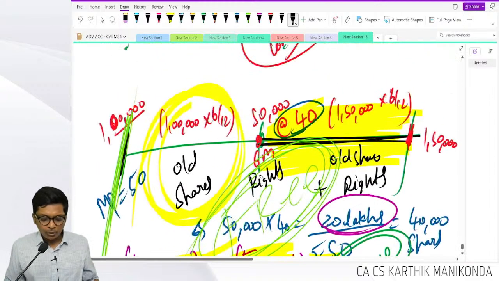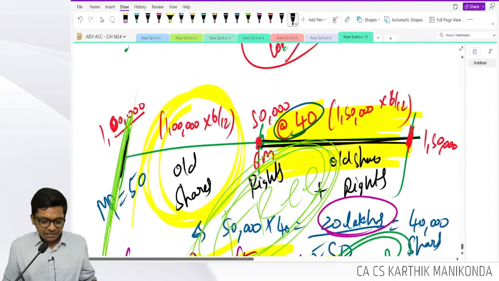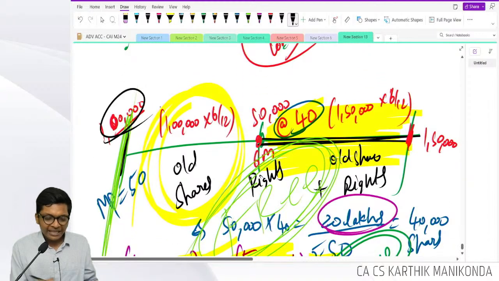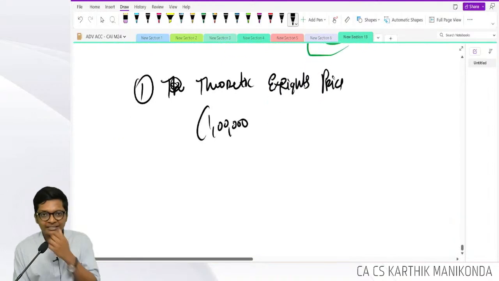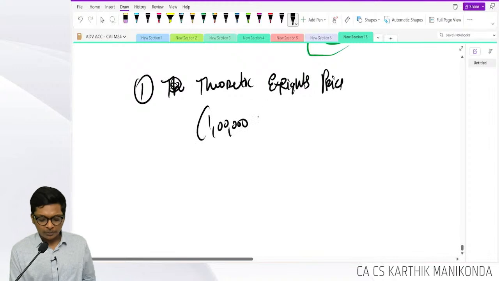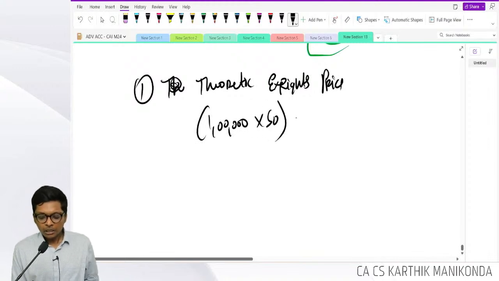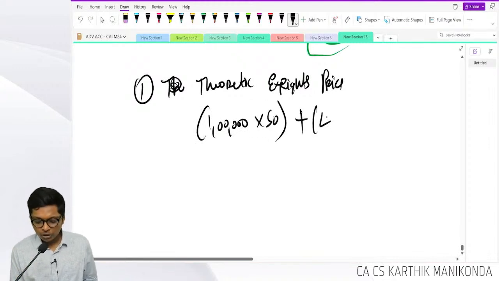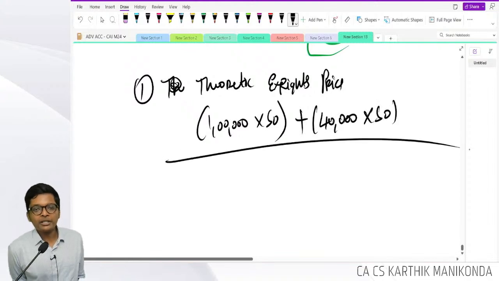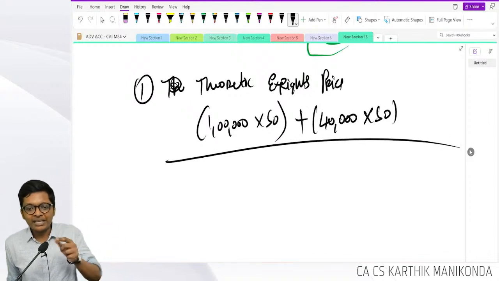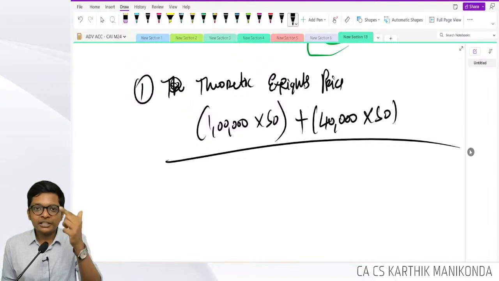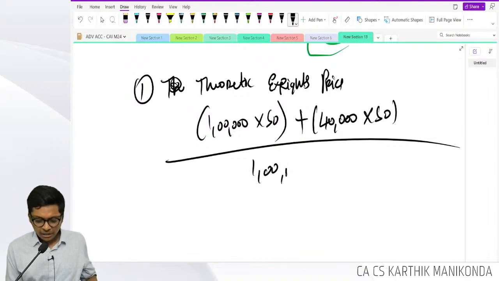So if you go to the above question, how many shares were there before rights issue? 1 lakh shares. So before rights issue, we had 1 lakh shares in the above illustration I gave. Each share is priced at how much? 50. Rights issue, how many new shares are issued? 40,000. At what price? 50. So now my total portfolio will become, before rights issue, 1 lakh shares into 50. Now in rights issue, 40,000 into 50. How many shares do I have? Earlier 1 lakh, now plus new 40,000.